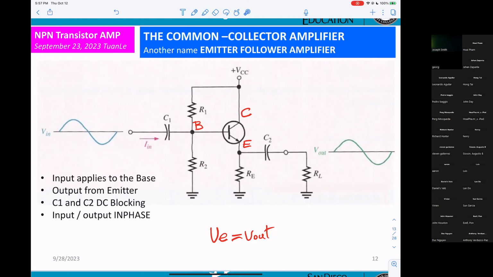Is that a general overview of the common collector? Any question? Anything in here, we are already telling you. Input applies to the base, output from the emitter, C1, C2, DC blocking or AC coupling. Input, output will be in phase. That's the only thing I want to make sure. Okay? You're able to memorize those and make sure also input impedance will be high.